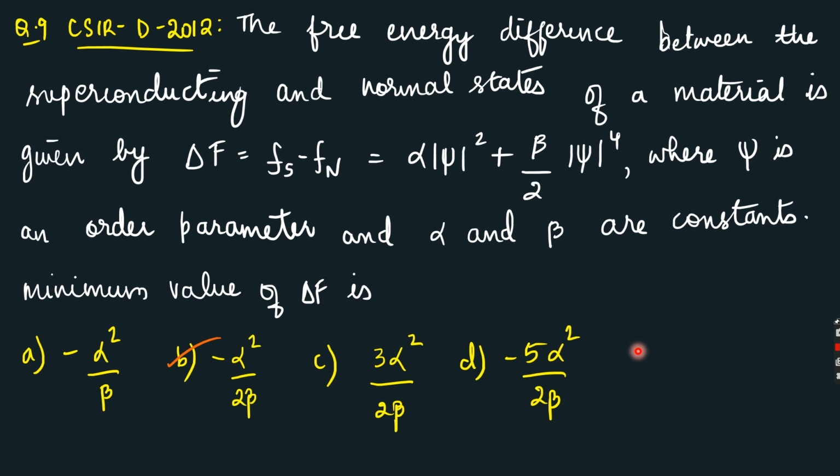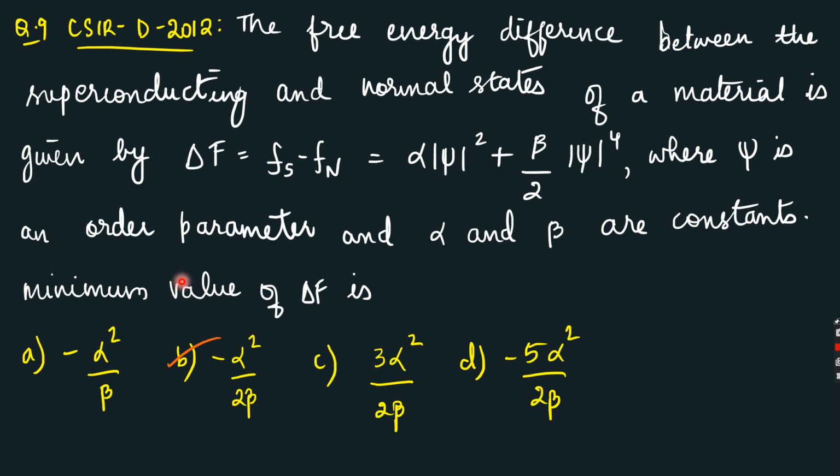Okay, you just have to find what is given in the question. There is some del f value, and psi is an order parameter, alpha and beta are all constants, and we have to find the minimum value of del f. So basically the minimum value of del f is very important over here, right? Minimum value basically means what? It is just trying to tell you that you'll have to find the minimum of del f.